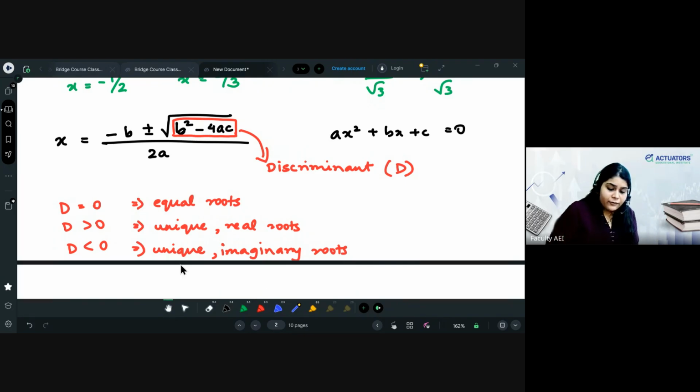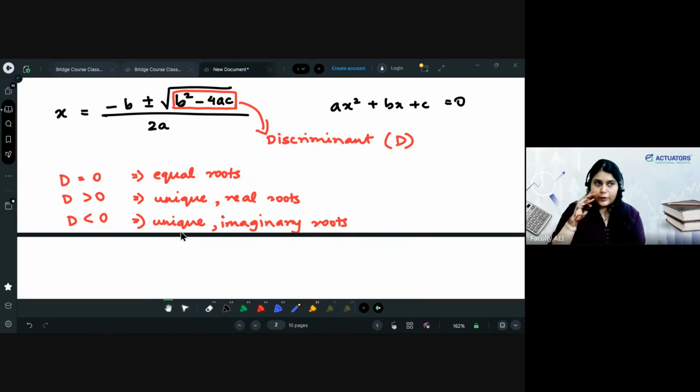And if we have to simply calculate the roots of the equation, so we can just apply this formula and we can arrive at the roots of the equation.